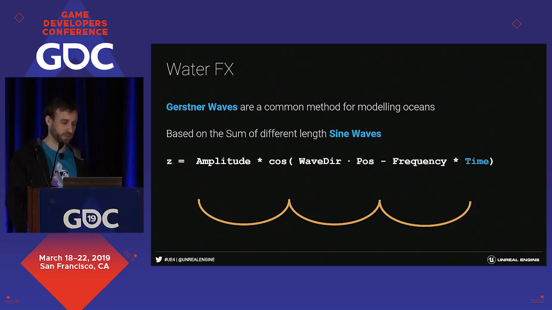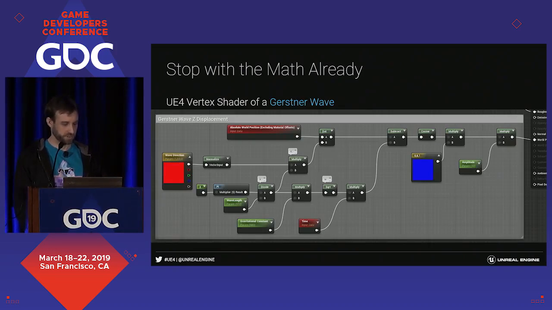What I'm not showing here is there's a second formula for getting the wave steepening, which gives those sharp crests. But there's a bonus slide at the end that does include all the necessary graph logic for that. I wanted to keep it a little bit more streamlined for the main presentation. So here is the material graph for just that z offset part.